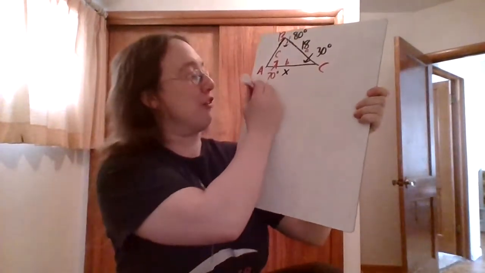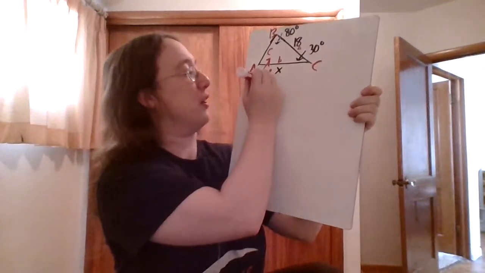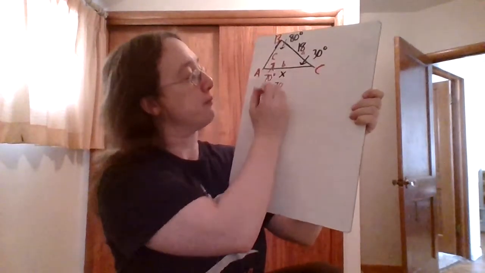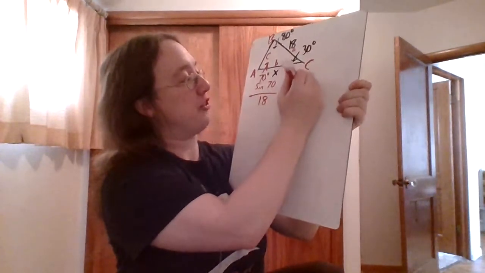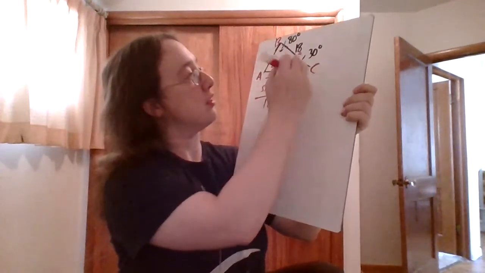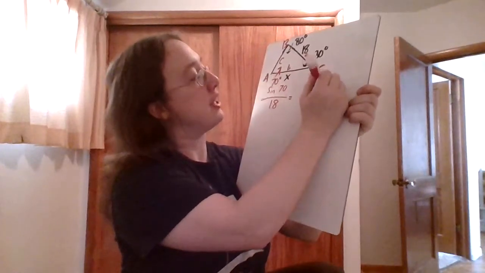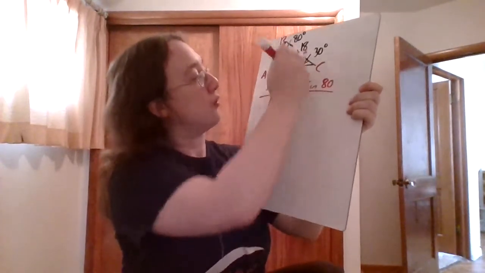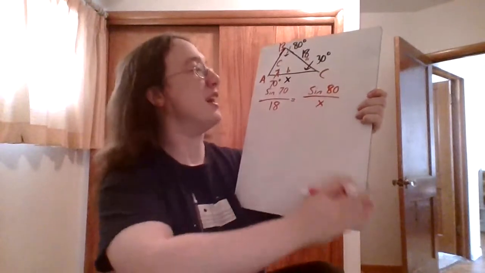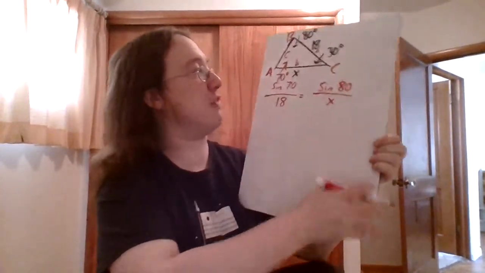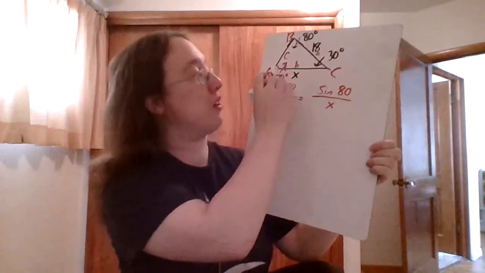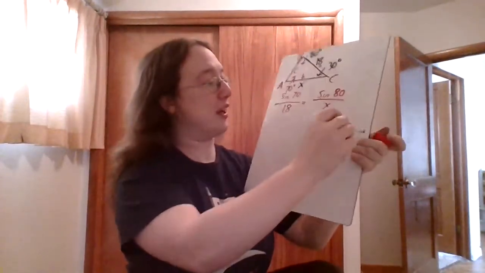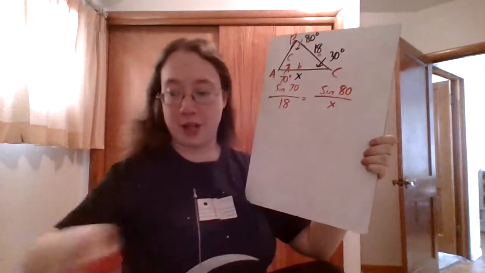Because if we want to start setting up the law of sines, we've got the sine of A, which is 70, over little a, which is 18, equals the sine of B, which is 80, over little b, which is the thing that we're looking for. Now, we could also use this to find c, but this is the thing we're looking for, so I'm going to use this. Okay, now, same sort of thing.